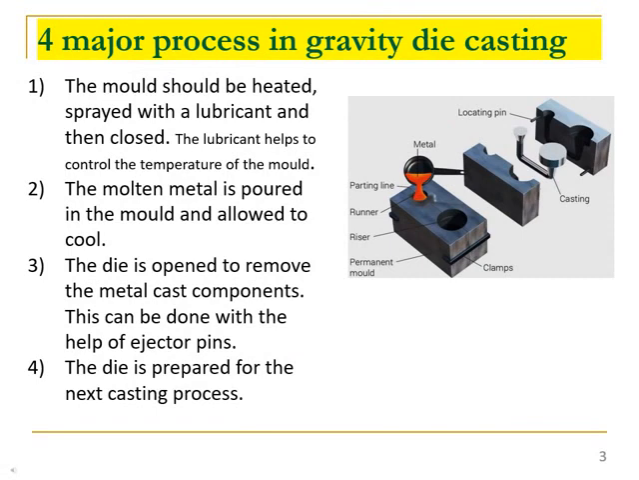Gravity die casting involves four major steps. One, the mold should be heated, sprayed with a lubricant and then closed. The lubricant helps to control the temperature of the mold.